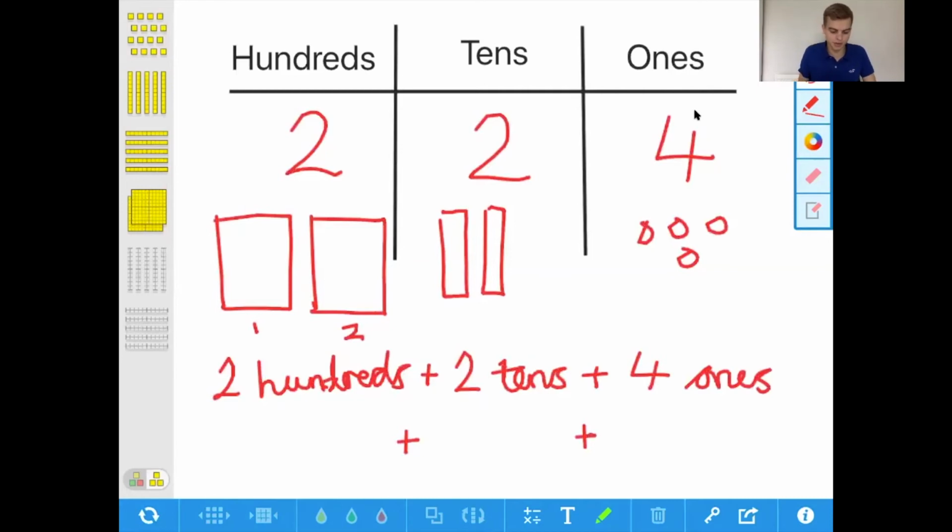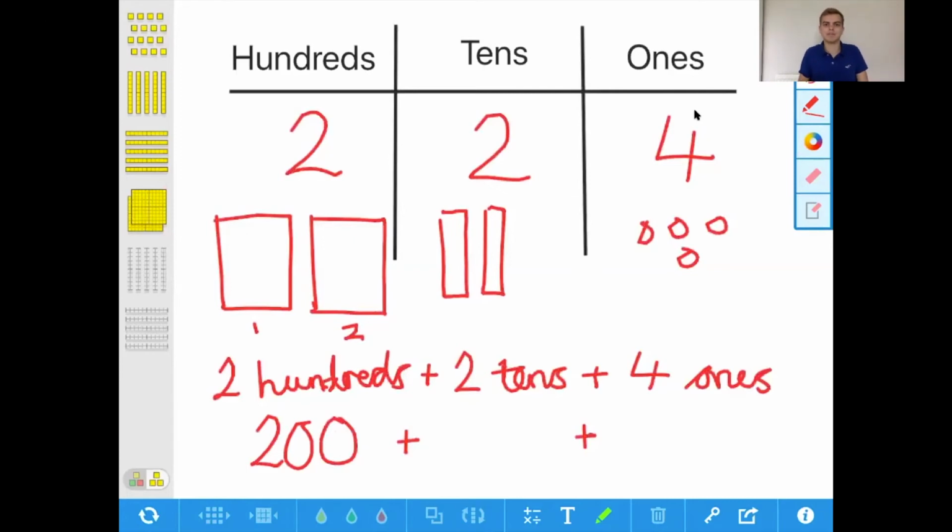So the first thing we've got to work out is, what is 2 hundreds? What is the value of 200? Because in my hundreds column, I've got the digit 2. So 2, and this time I'm going to count in hundreds. 100, 200. So 2 hundreds is 200, isn't it? Fantastic. I'm going to write that number then, 200.